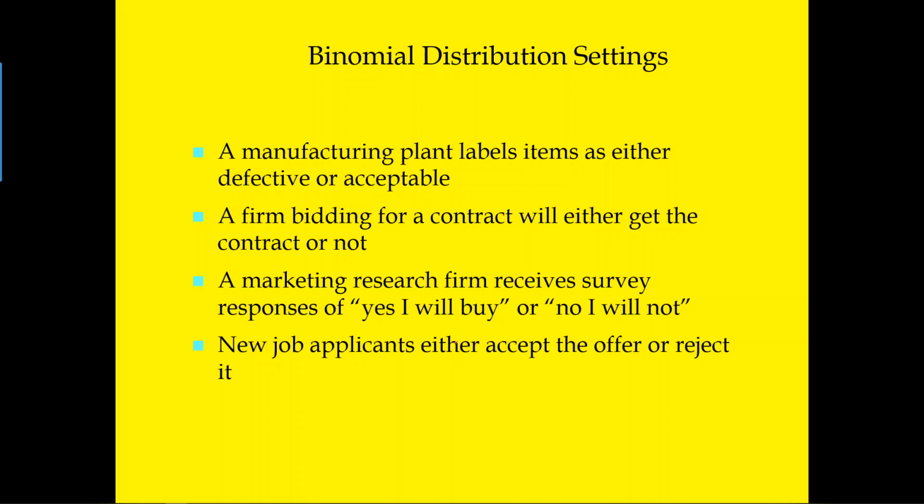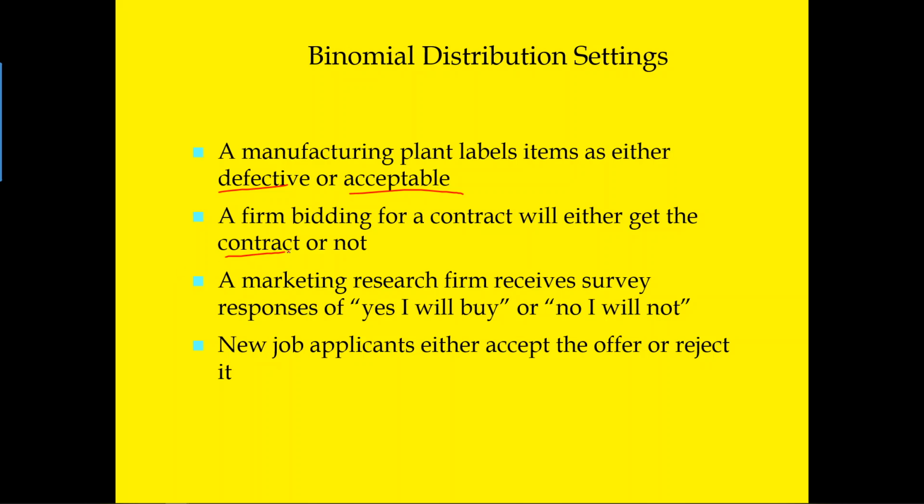So the first condition is you only have 2 outcomes, okay? A manufacturer plant labels an item as either defective or acceptable, 2 possible outcomes, right? Defective and acceptable. And usually we treat defective as my success because that's the probability we usually care more about than acceptable, okay? A firm bidding on a contract either gets the contract or not.